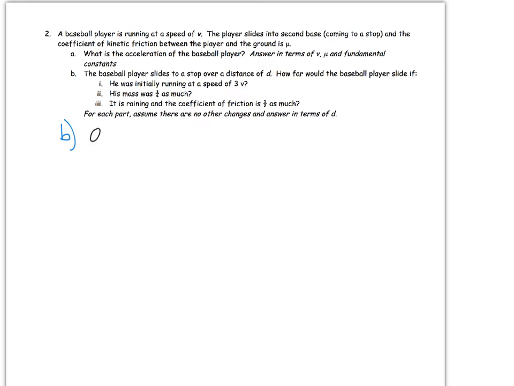So I'm going to start with my original situation and set up my kinematics for that. So we know that the distance is d, my initial velocity is this v here, which we're told in the very beginning of the problem. I know my final velocity is 0, and I know my acceleration is negative mu g, and that's what I got in part A of the problem. Don't know anything about my time, don't care about my time.